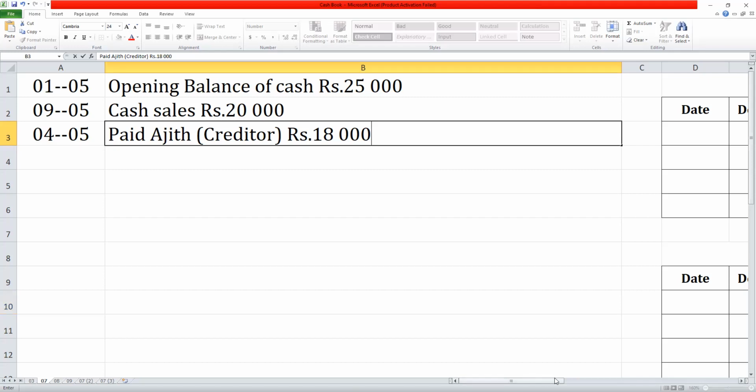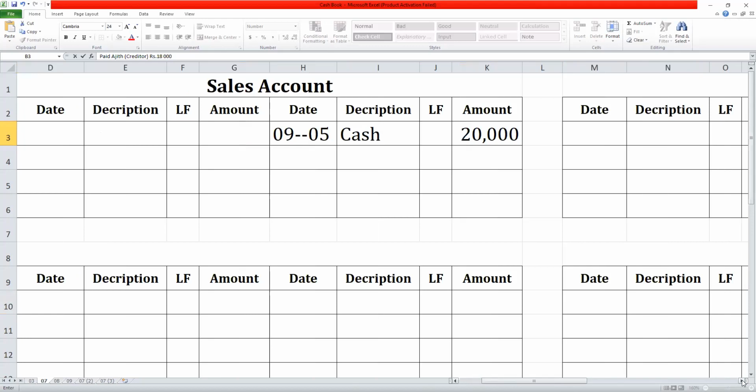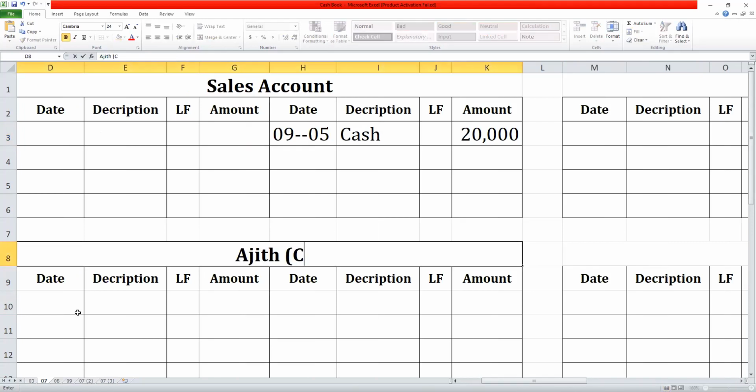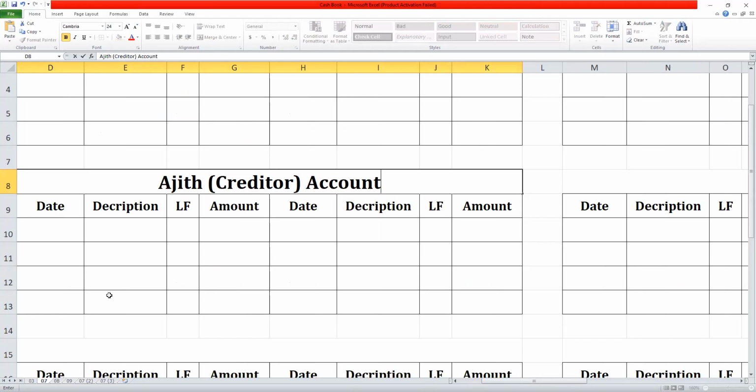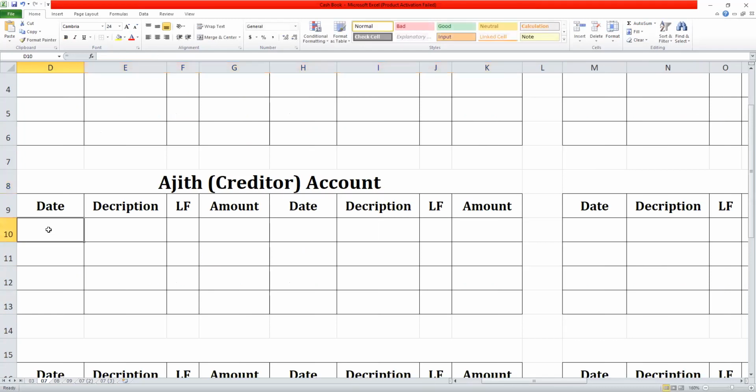At the same time, open the next account. You can call it Ajit, within brackets, creditor account. This is the next account. So you can write the date, 4th of May. We have paid Ajit 18,000 in cash. Therefore, the personal account of Ajit is debited 18,000. Cash book is credited 18,000.